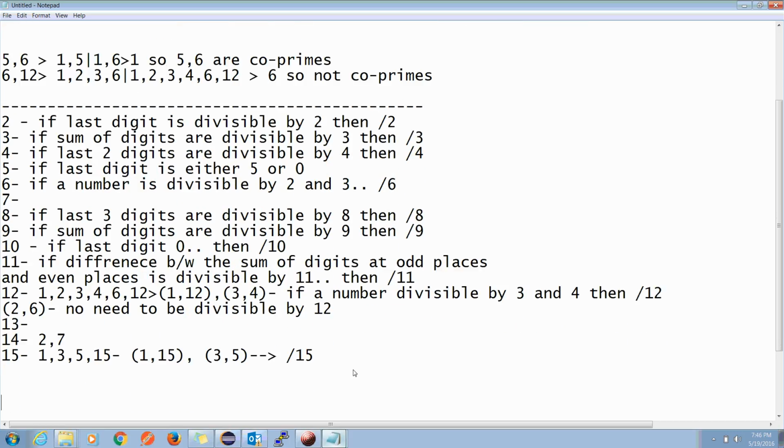So in this part I'm concentrating on co-primes. The remaining numbers I will explain in the next part.